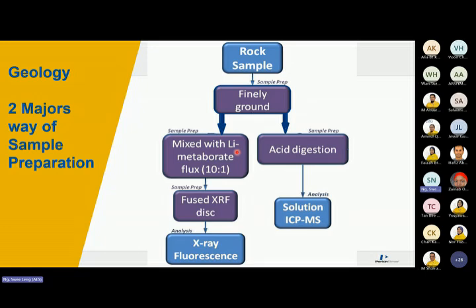So for fusion, there are many types of fusion flux on the market. This is one example. Not necessarily you must use lithium tetraborate. You can have other types of flux. Basically, you make it become glass. So what you introduce is a solid. That means you are making a glass bead to go to the XRF, to the X-ray. All this is actually solid sampling.